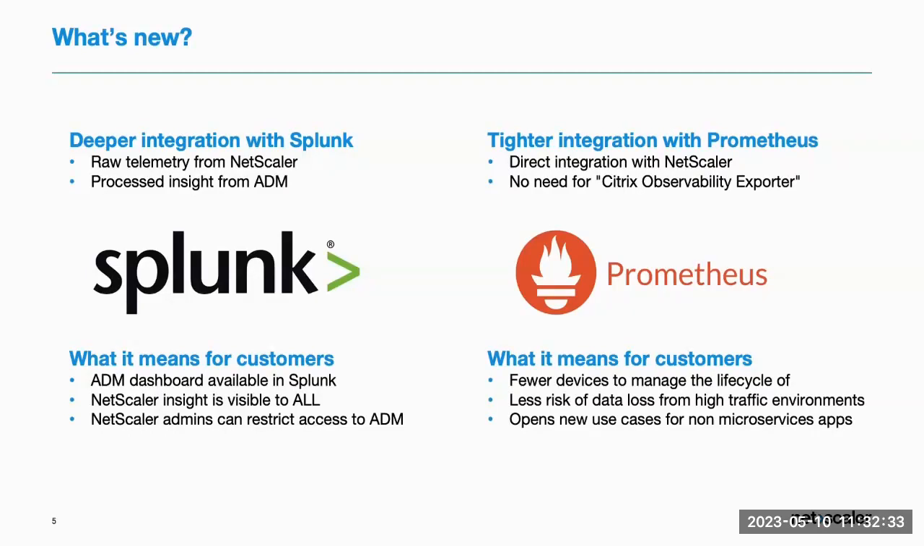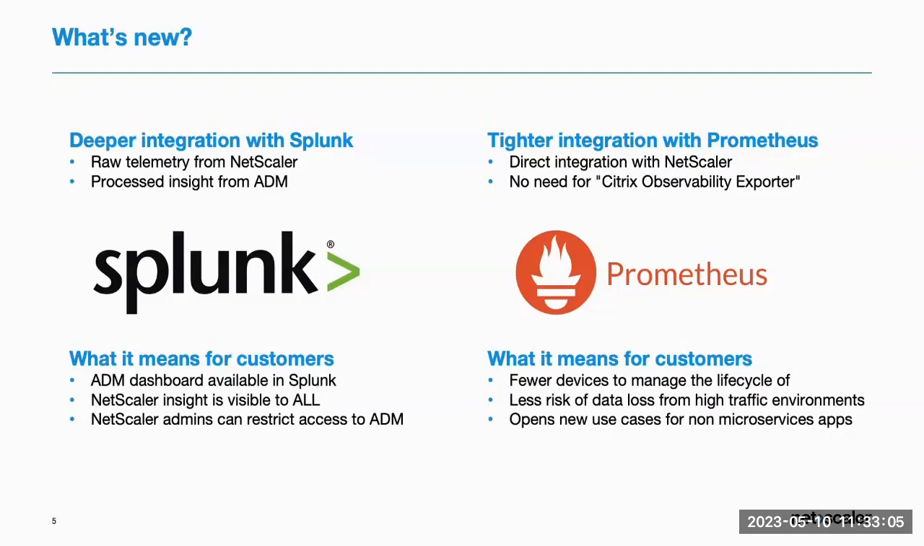Now, if Splunk is the big blue, Prometheus is the up-and-coming star. It's different from Splunk, but provides equally valuable insight to the business. And here, NetScaler is now able to directly export telemetry to Prometheus. In the past, when it was very tightly aligned to our cloud-native story, as it still is, the Citrix Observability Exporter was required. And this was like a little translator tool from NetScaler to Prometheus and other things. And now that's no longer needed.